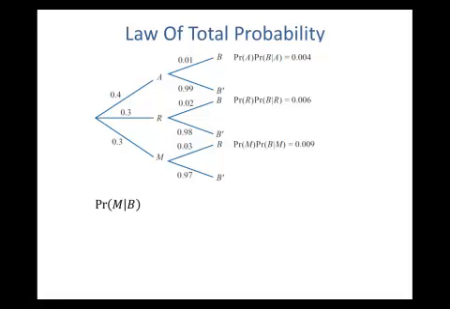If we look at this example, the same experiment, and we are concerned with finding the probability of M given that B has occurred, it will be the probability of M and B occurring over the probability of B. We've worked out the probability of B to be 0.019, and we can see the probability of M and B occurring is 0.009, which simplifies to 9 over 19.